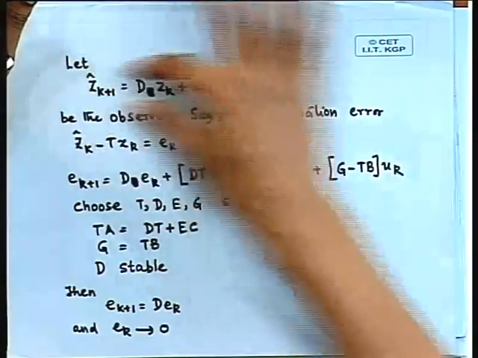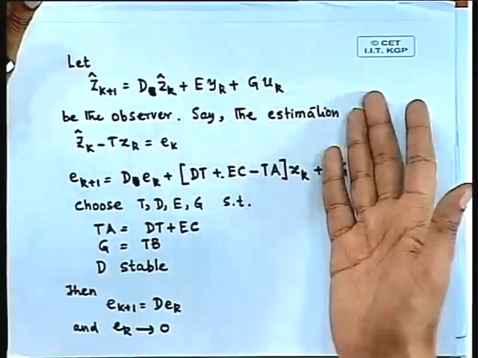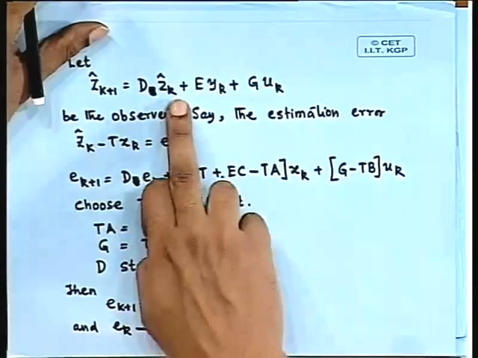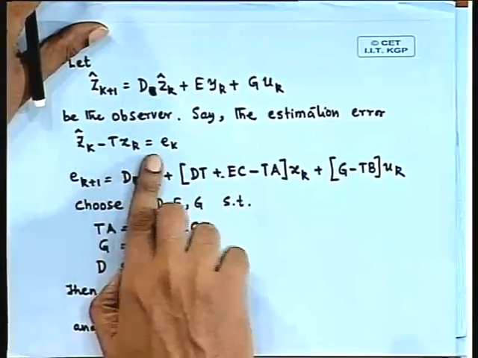So let z hat k plus 1 be some D into z hat k plus some E, some G. I do not know, I have just made the most general possible estimator structure. Then I will find what are the properties of D and G required. But this is a very general form. After all, you could not use anything else, correct. So now let us see what happens to the error.